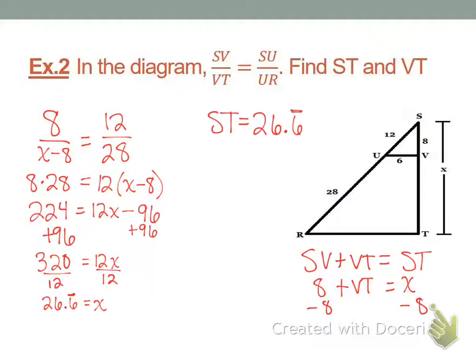In order to get VT, what am I going to do? Subtract 8, and what do we get? 18.6 repeating.